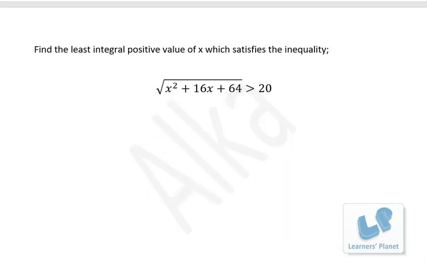Now square root of x square plus 16x plus 64 to be greater than 20. So x square plus 16x plus 64 is nothing but x plus 8 whole square, right? So we can remove this square root sign with this x plus 8, the square part. So x plus 8 should be greater than 20. That means x should be greater than 20 minus 8, that is 12. So the minimum value x can take is 13. That's it. Very simple. So if you are clear with this concept, you can do it very easily.